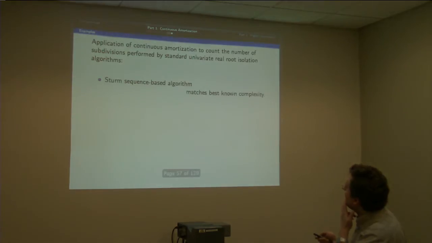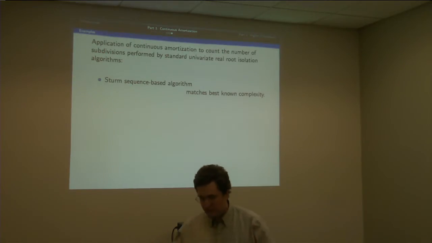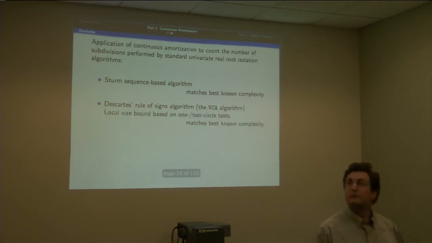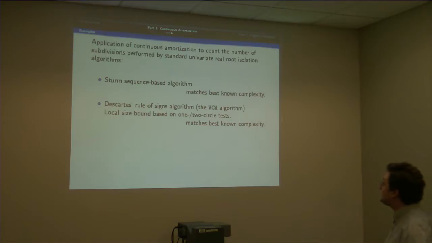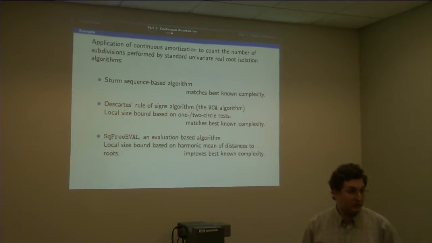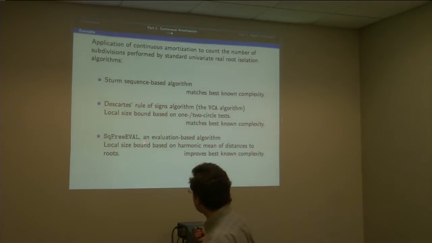This is a technique that works on many different algorithms. For Sturm sequences, it matches the best known. Descartes rule of signs, best known. Square-free evaluation improves upon the best known. Same technique, just change your local size bound. For the Descartes rule of signs, it's based on the one and two circle test. You twist that into a local size bound, and you've got a complexity bound. The square-free evaluation is a little more complicated.